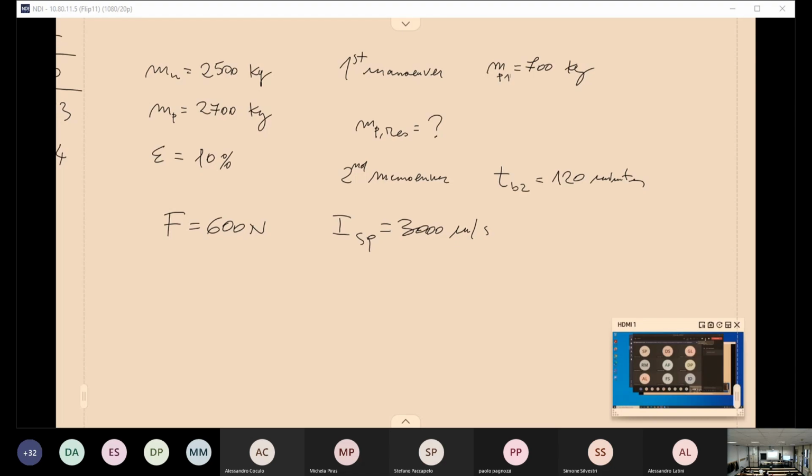So you imagine something like Cassini spacecraft making a first maneuver consuming 700 kilograms, and second one lasts under 20 minutes. And we'd like to see if we have some propellant left.